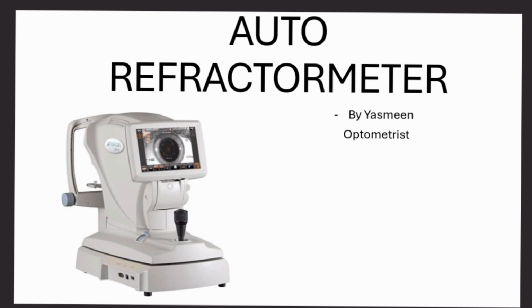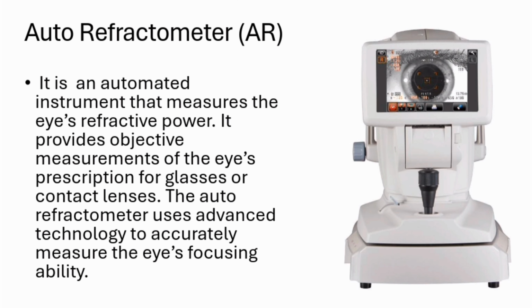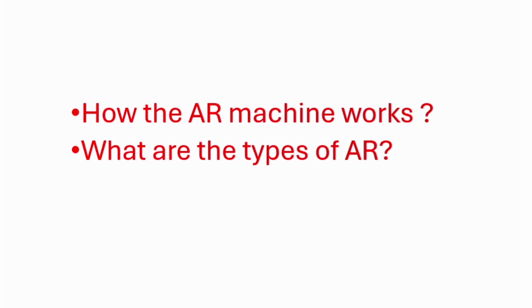In this video, we see the automated refractometer. We all know that the automated refractometer is also known as AR. It is an objective method used to measure the refractive error. In this video, we can see how the AR machine works and what the types of AR are. Let's learn with me.